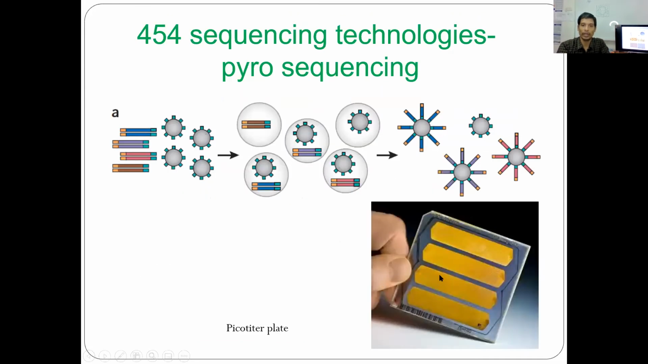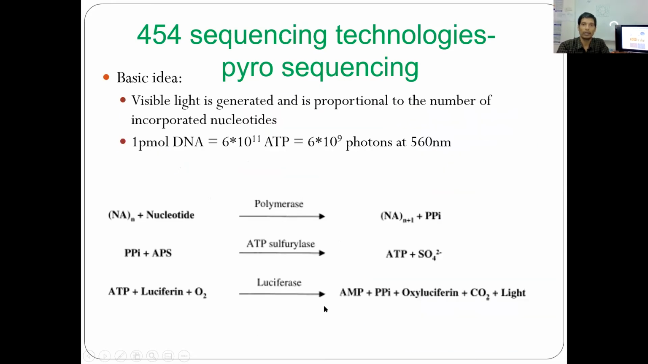This is how the chips look, where you cannot see any pores, but it has millions of them. It is a microtiter plate. These reactions will occur in the next step.